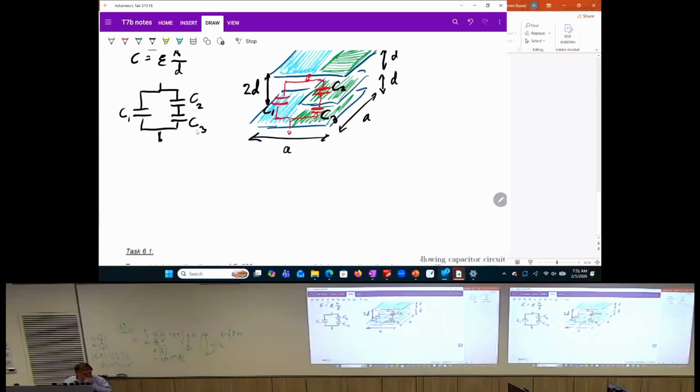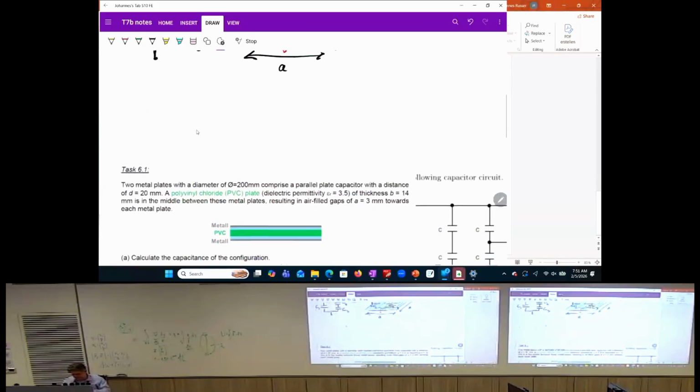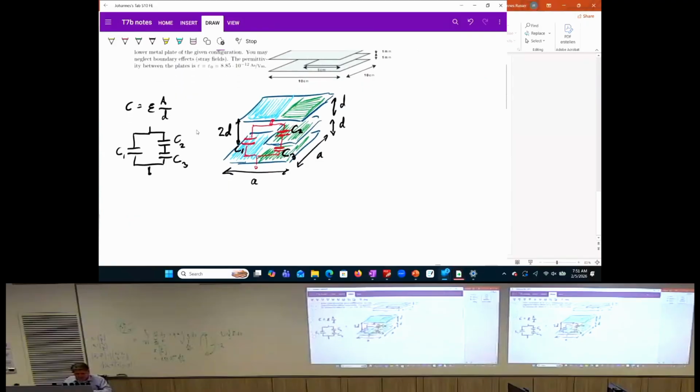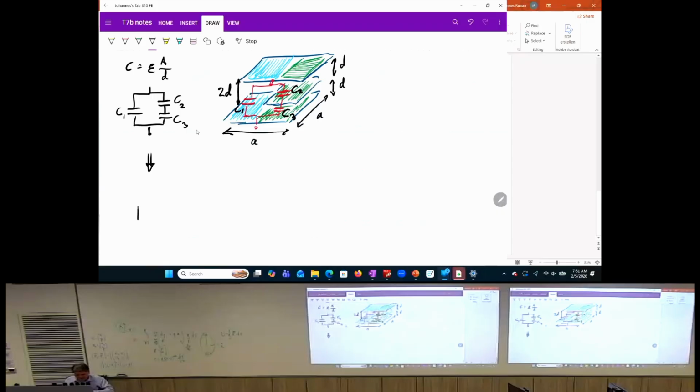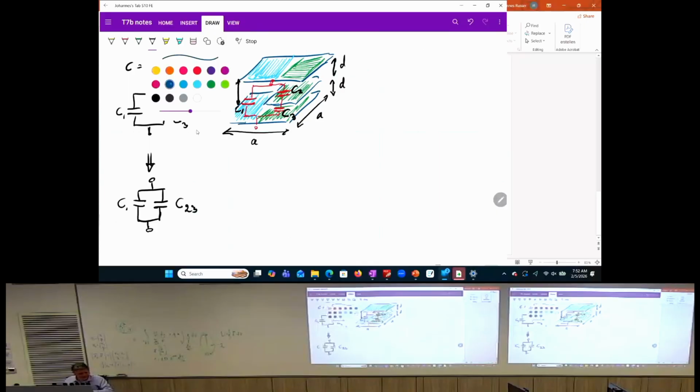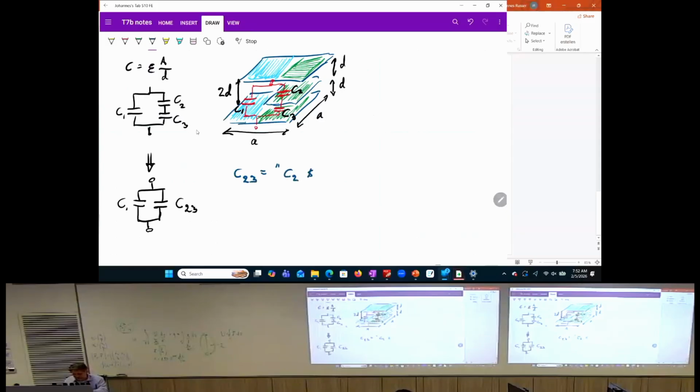In the next step, we can simplify this equivalent circuit that we have derived by making just a parallel connection of two capacitors. The one remains our C1, the other one is our new C23, and this capacitor C23 is C2 in series with C3.